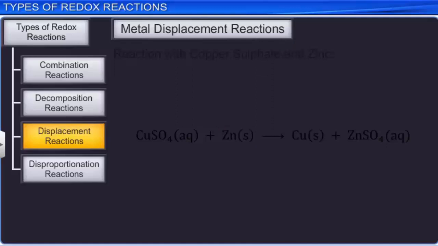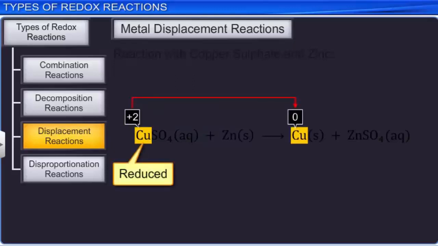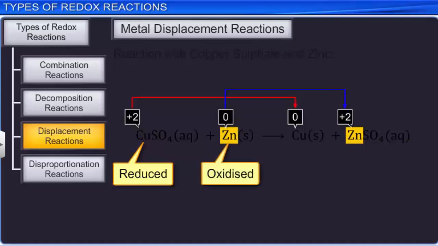The oxidation number of copper has decreased from +2 to 0. Hence, copper is reduced. Simultaneously, the oxidation number of zinc is increased from 0 to +2. Hence, zinc is oxidized. Thus, the reaction as a whole is a redox displacement reaction.